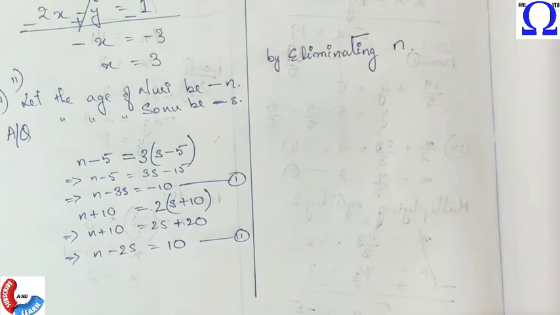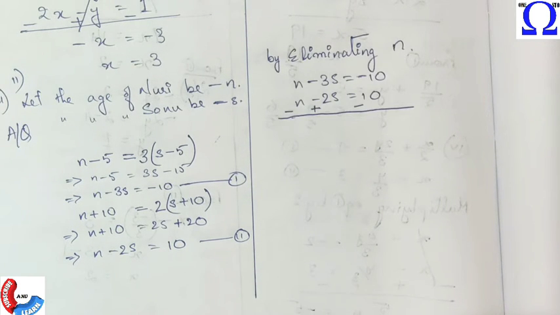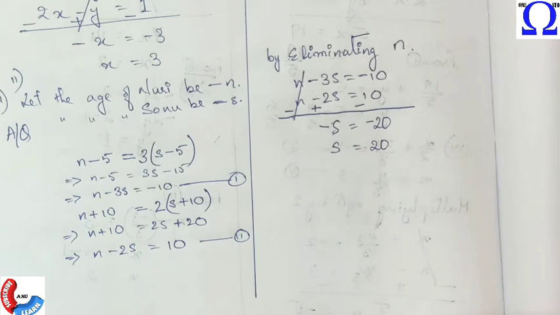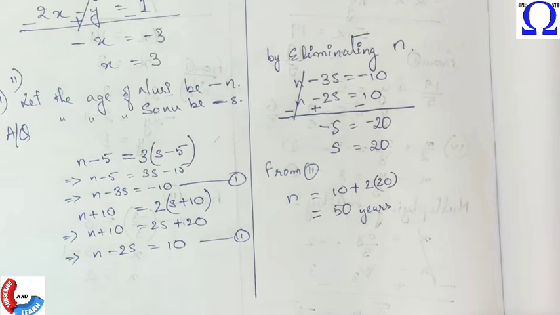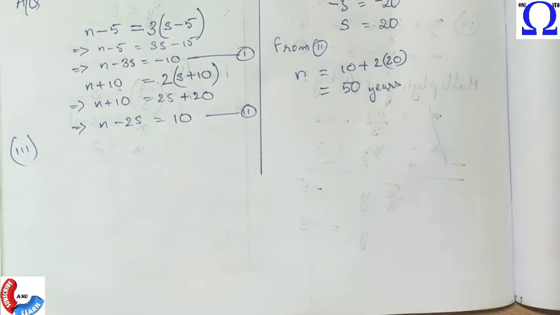We will be eliminating n here and for that we will subtract these equations. Okay, so s will be equal to 20, that means Sonu is 20 years old, and from equation 2 Noori is 50 years old. Don't forget you have to write the statements after this, and with units, that is years. Now let's move on to the third part in which a 2-digit number is given.